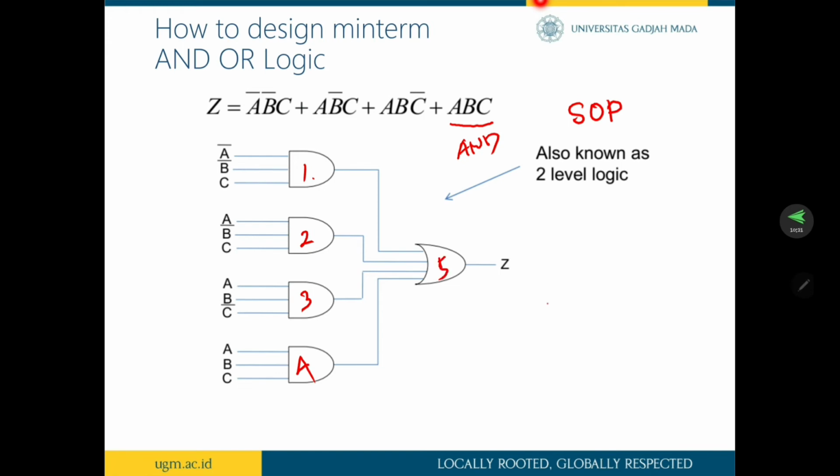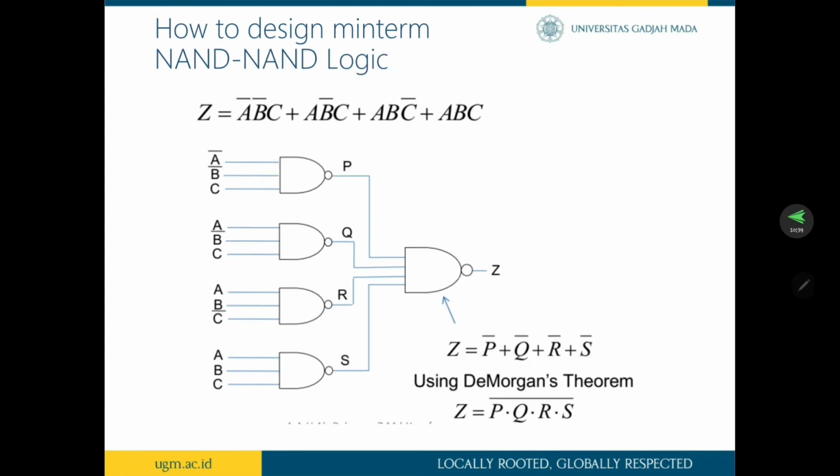Using AND and OR logic, also known as two-level logic, because this is the first level and this is the second level. Okay, and if we want to design a minterm using just NAND, we can apply the De Morgan theorem to get all NAND logic.